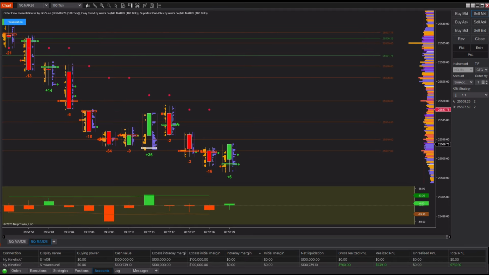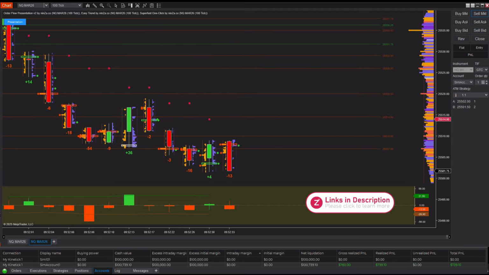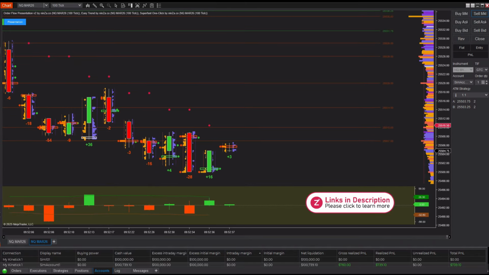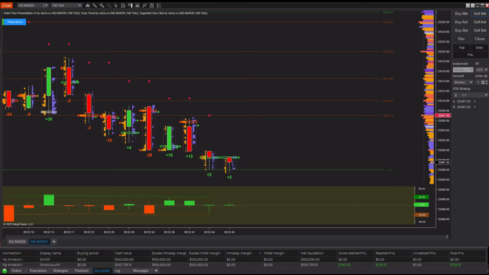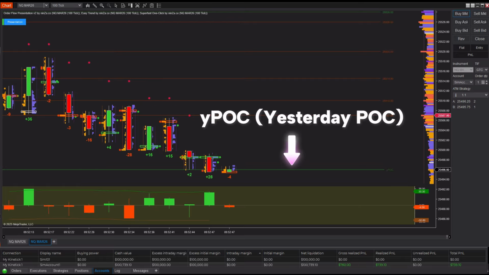Next, the price returns to a very important level, the previous day's POC. This is the price area where the market traded the most during the prior session. What makes it significant is that this POC is blue, indicating that buyers were the ones in control at this level. When price revisits such a strong liquidity zone, this information becomes highly valuable.